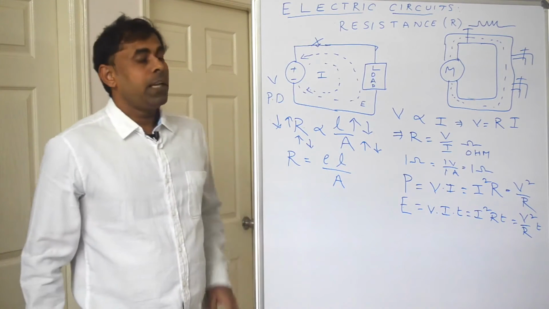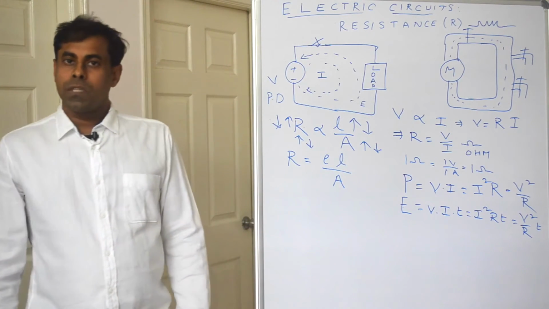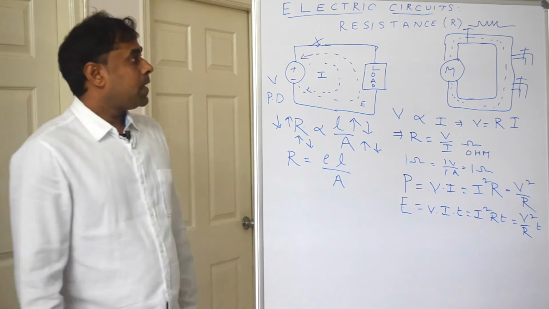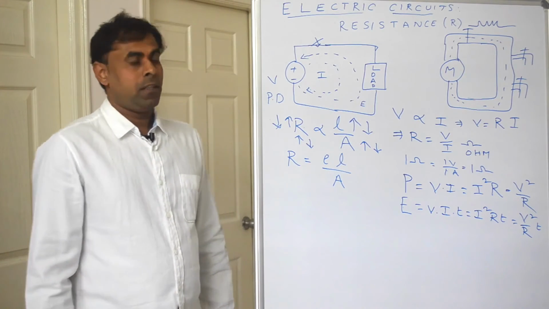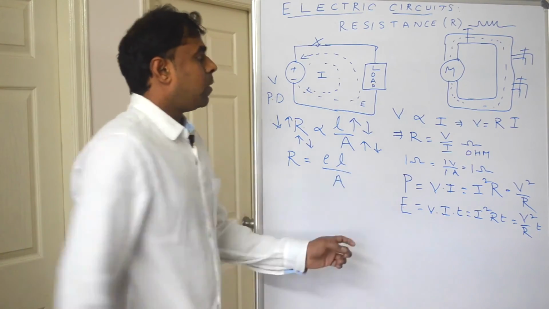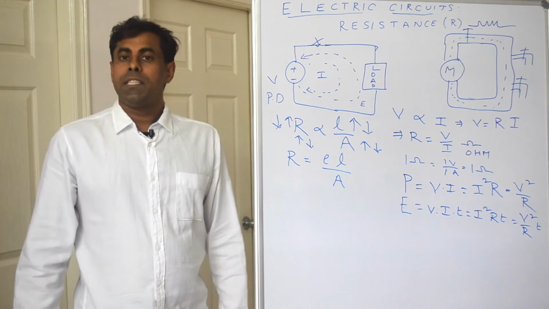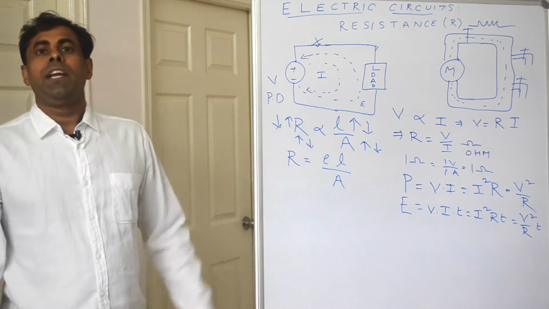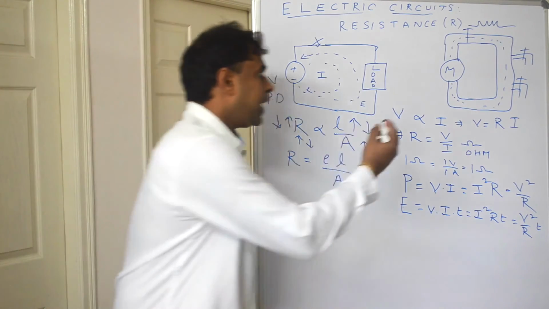The important thing about resistance is it opposes the flow of current. It dissipates the energy in the form of heat. One of the examples where resistance is used is for heating our water. I am taking an example.